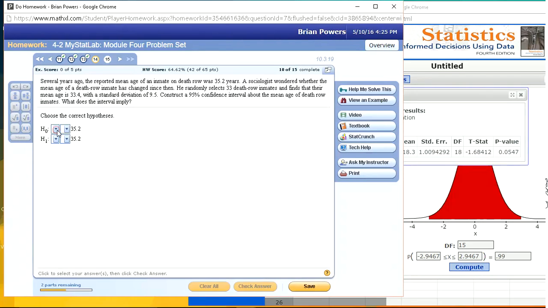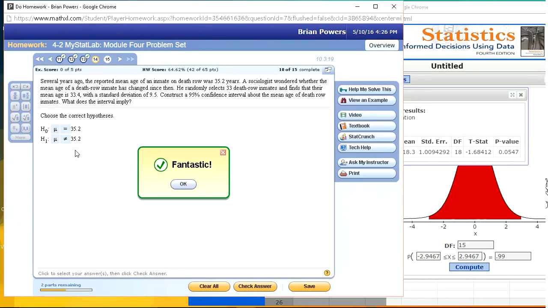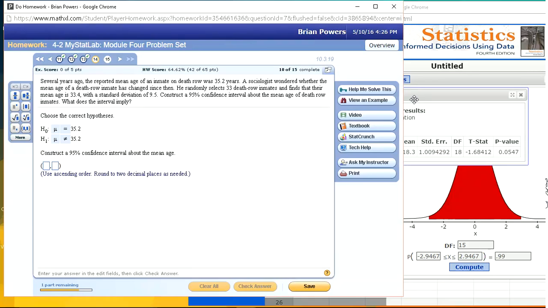So let's construct it. We're doing a hypothesis test on the mean age, so that's mu. We use mu to represent that. Mu equals 35.2 is the null. Since it says he wonders whether it has changed, we're going to check whether mu is not equal to 35.2. That's our alternative. It could be greater, it could be less. We just wonder if it's changed.